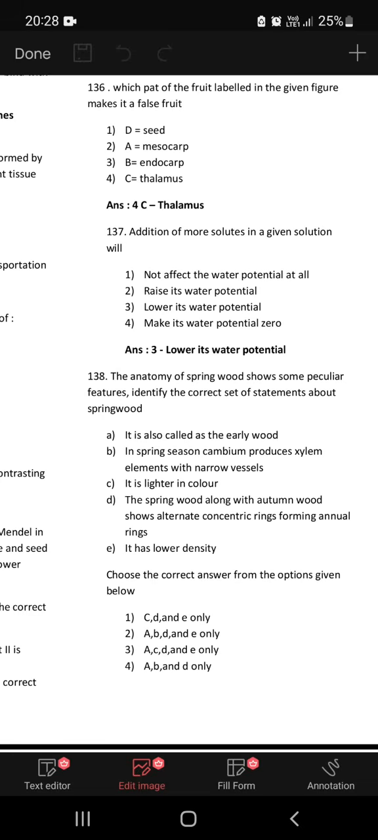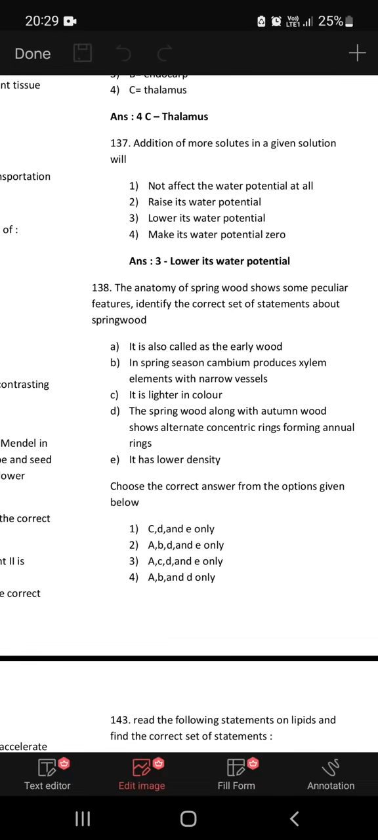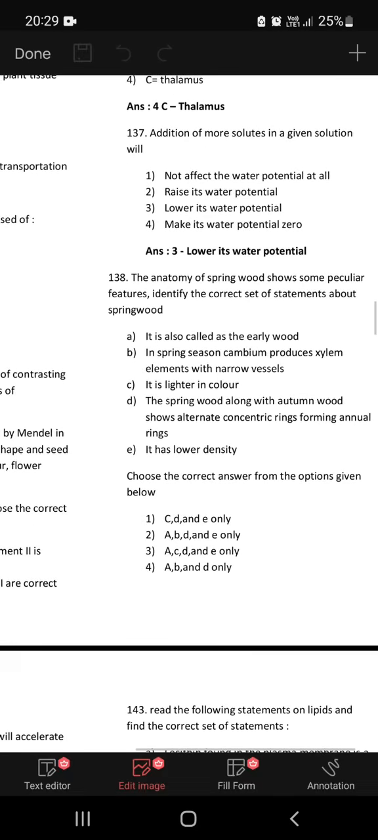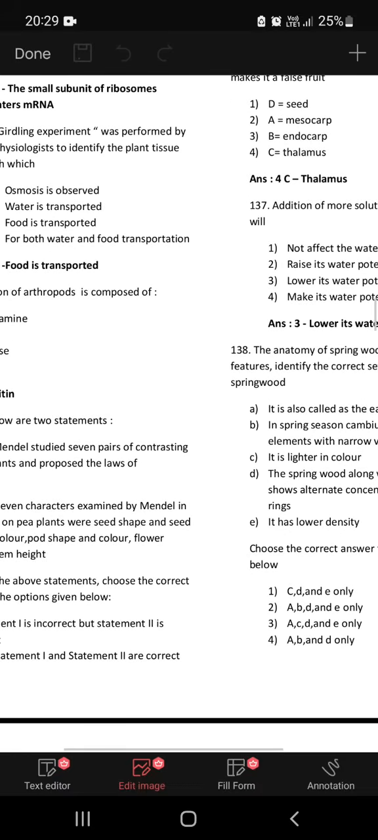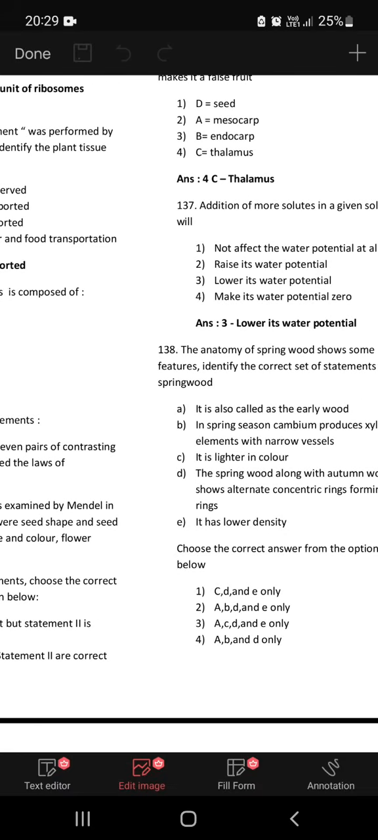So the next question, the anatomy of spring wood or the early wood shows some peculiar features. Identify the correct set of statements about spring wood. It is also called early wood, that is correct. In spring season, cambium produces xylem elements with narrow vessels, this is wrong. It is lighter in color, correct statement. The spring wood along with autumn wood shows alternate concentric rings forming annual ring, that is correct. It has lower density. From these options, the correct answer is A, C, D and E only. B is an incorrect statement, whereas all of A, C, D, E are correct.